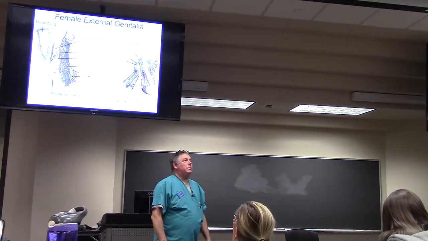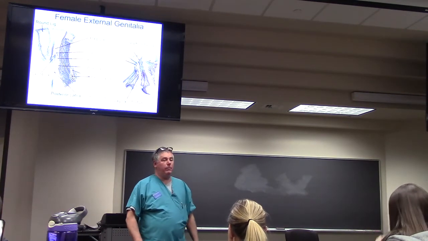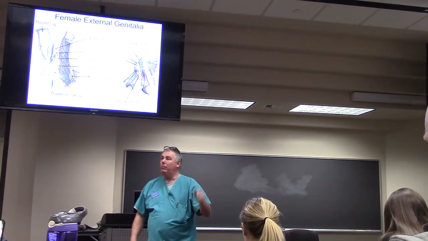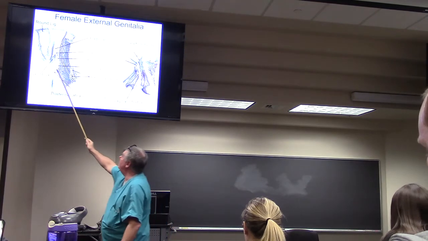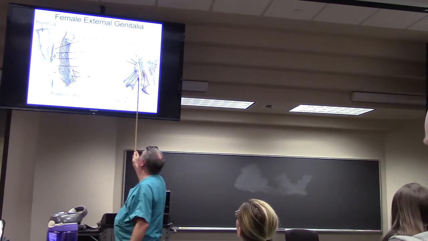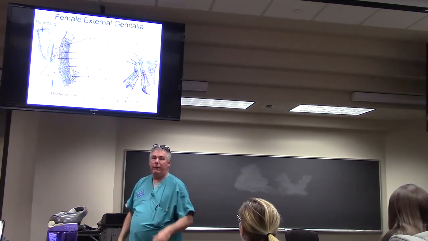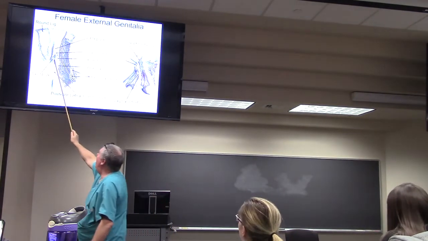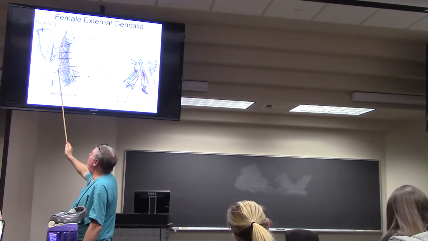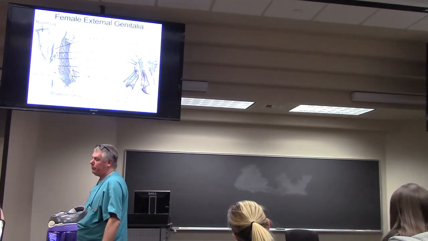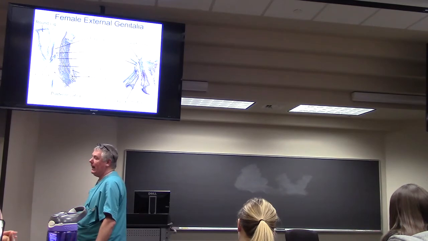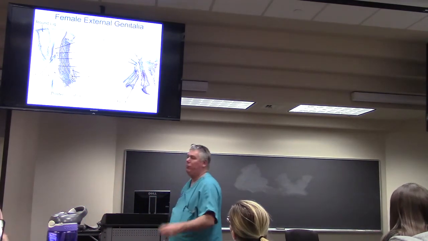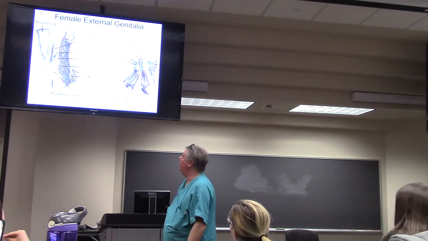The female external genitalia, you have the introitus, which refers to the entrance of the vagina. But when you are looking at it like this, the general opening of the vagina is called the vestibule. You have the two labia minora and the two labia majora on either side. These things can vary in size between individuals.